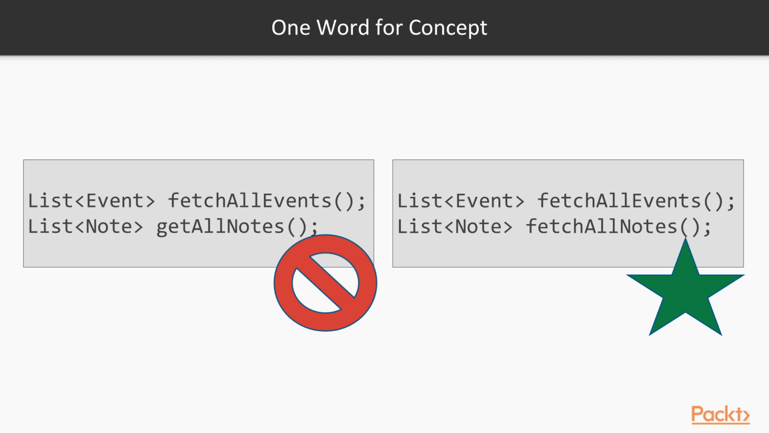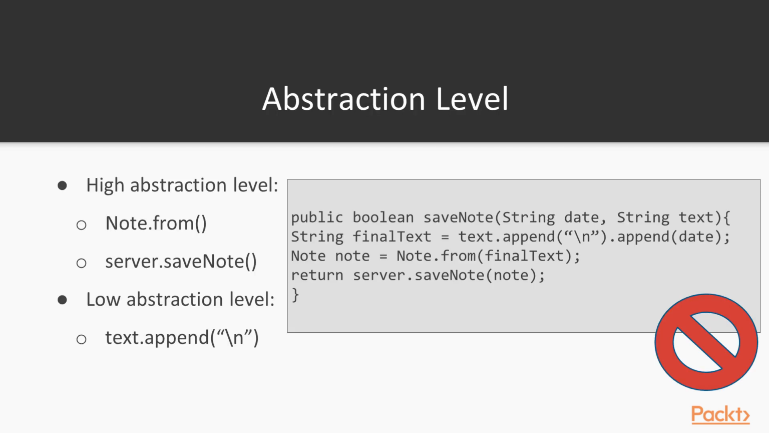So make sure to always choose one word per concept, because this is going to help the person who is reading to better understand your code. Abstraction level. So this is a sample method that I have selected here. And in all methods, you should have only one abstraction level. So in this method here, we have two abstraction levels.